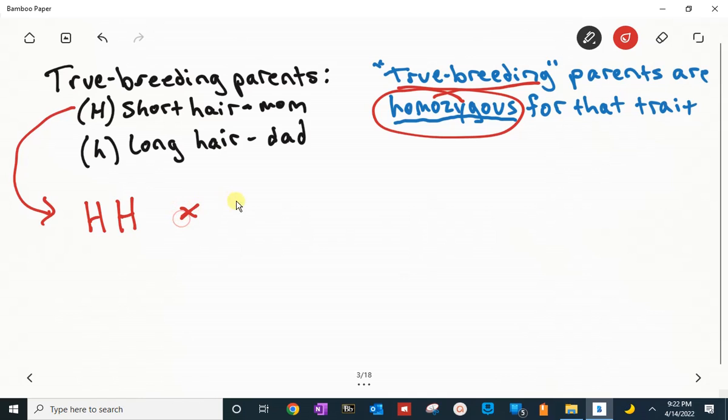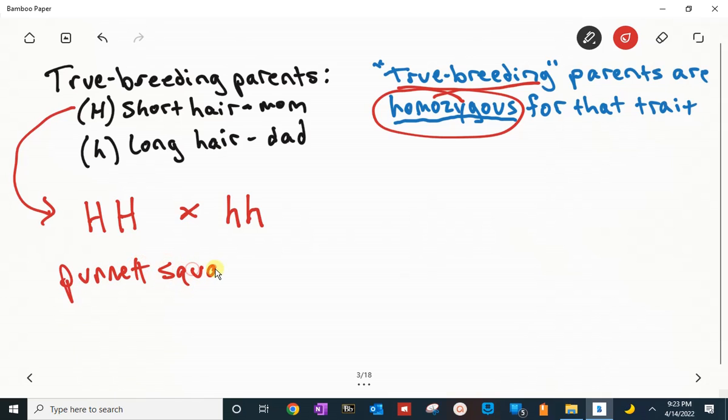And she's going to cross with a dad who is homozygous for long hair. So he's homozygous, so he's going to have lowercase h's for both of his alleles in the pair for long hair. So how do we set this up to find out how their children would turn out if they were to have children? Well, we do what's called a Punnett square.